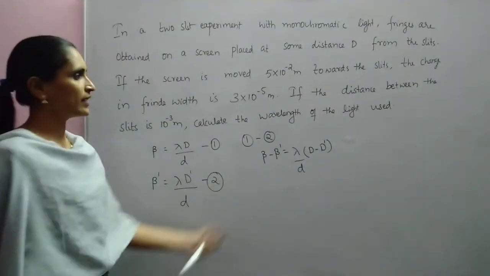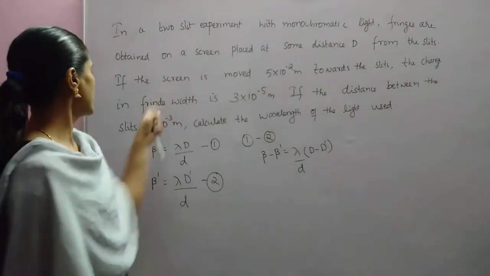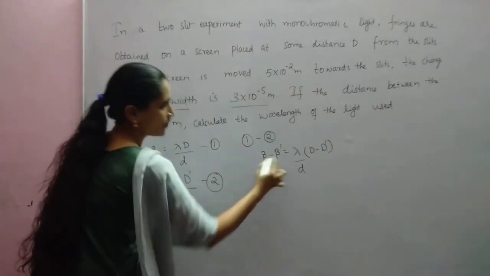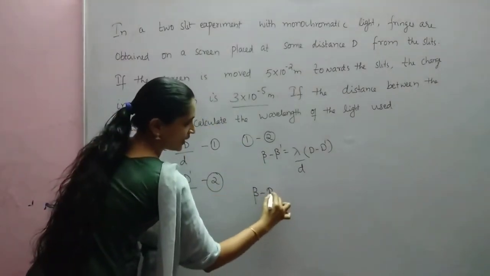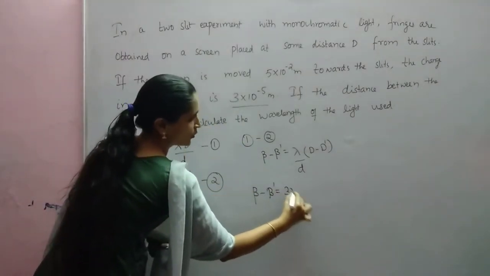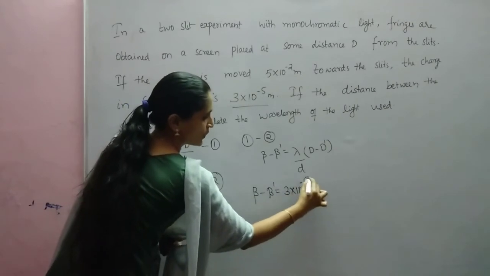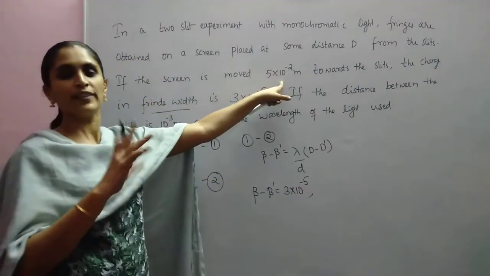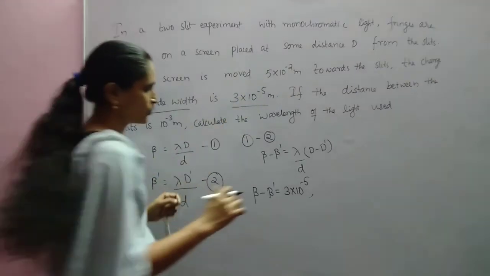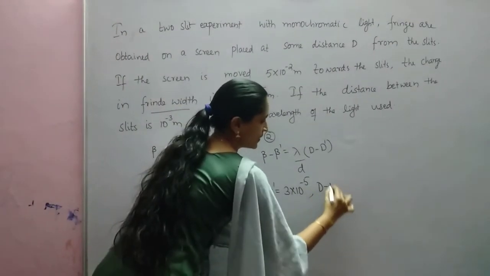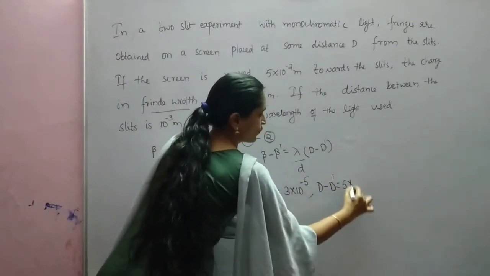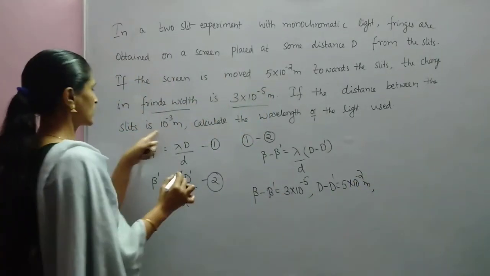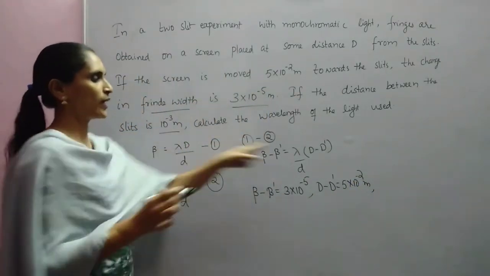Now what is given? The change in fringe width is given as 3 × 10^-5, which means beta minus beta dash is 3 × 10^-5. Then D minus D dash, when it is moved towards the slits, that difference is given as 5 × 10^-2 meter. D minus D dash is equal to 5 × 10^-2 meter. And small d is already given, 10^-3 meter. You have to find lambda.